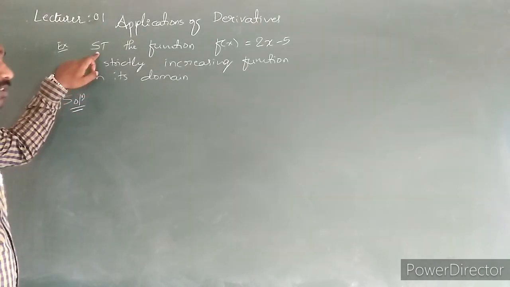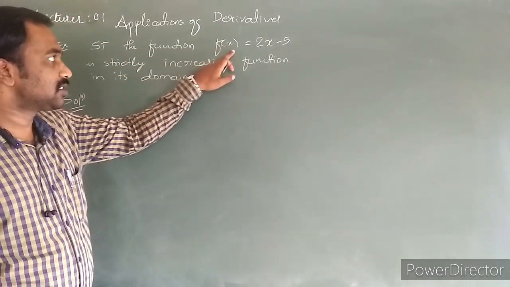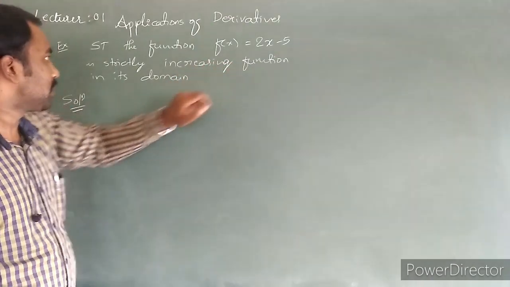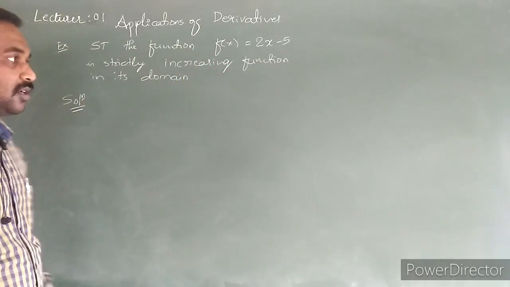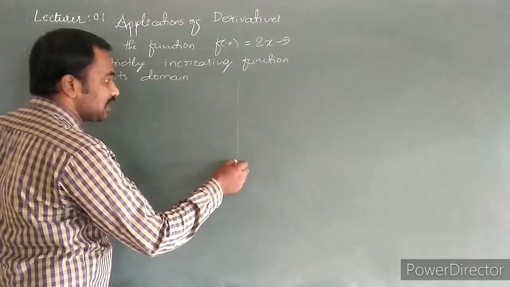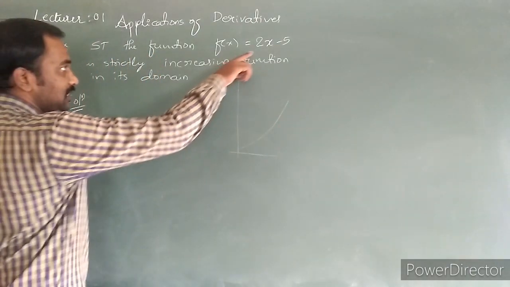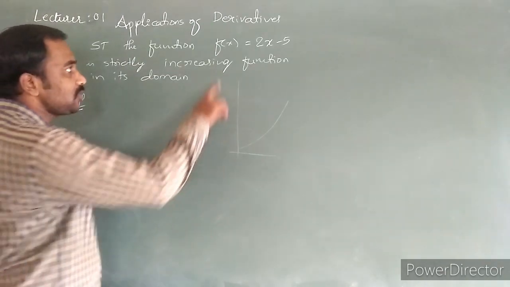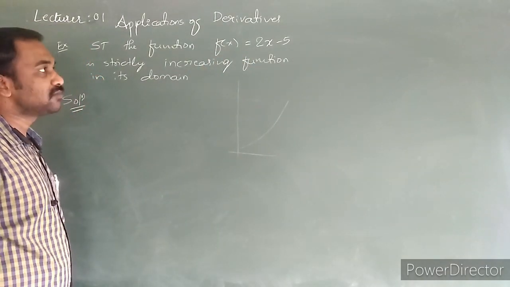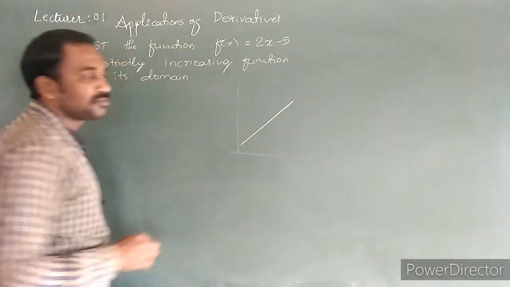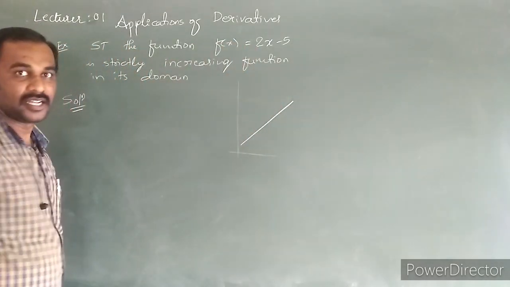Show that the function f of x equals 2x minus 5 is a strictly increasing function in its domain. As we know, strictly increasing, in this manner, it is a linear equation, so f of x equals 2x minus 5 gives a straight line.